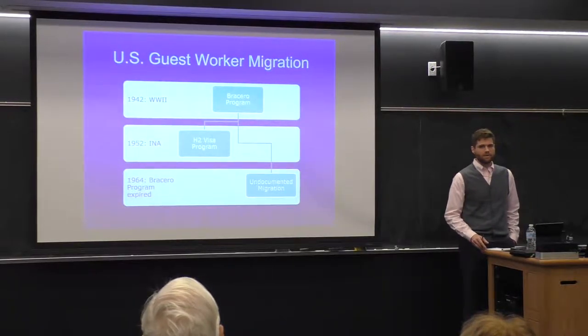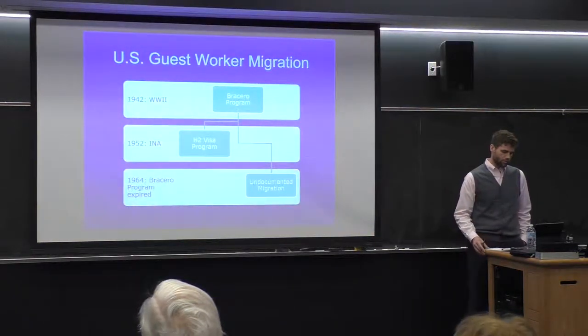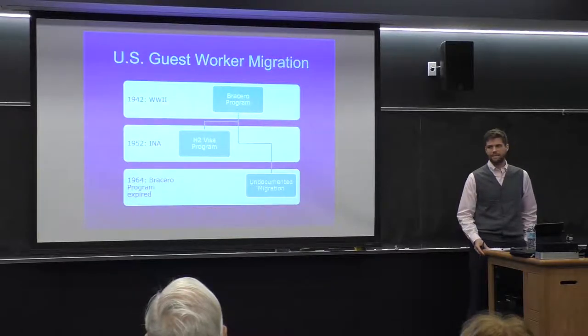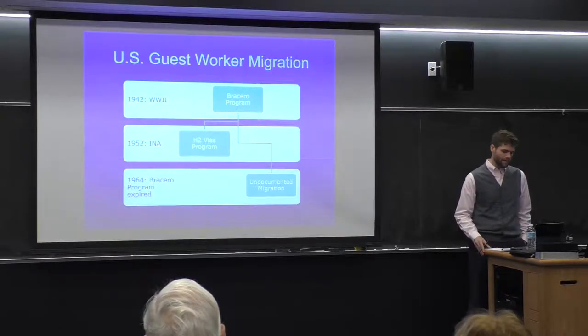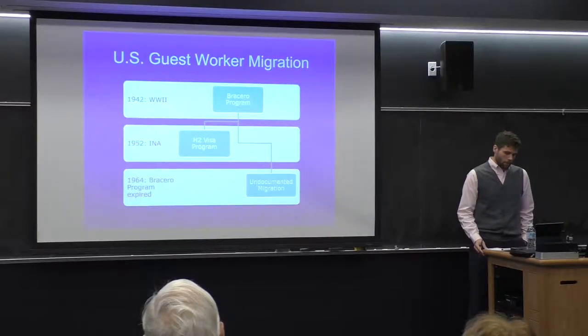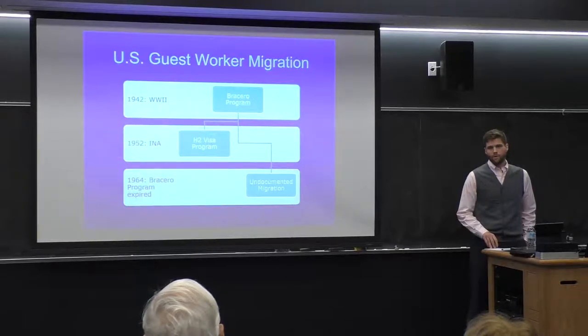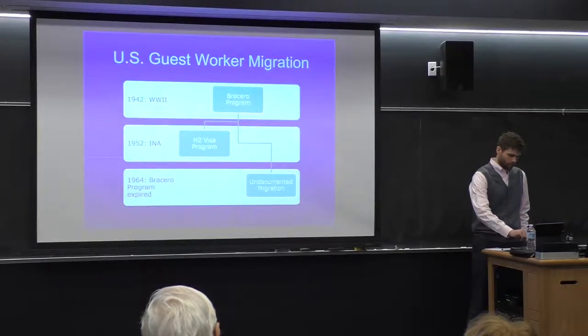The U.S.'s last major guest worker program or initiative, the Bracero program, was created in 1942 by an executive order to address agricultural labor shortages during World War II. In 1952, the United States actually wrote a separate guest worker program into law, the H-2 visa. But because the Bracero program was already operational, it saw little use.